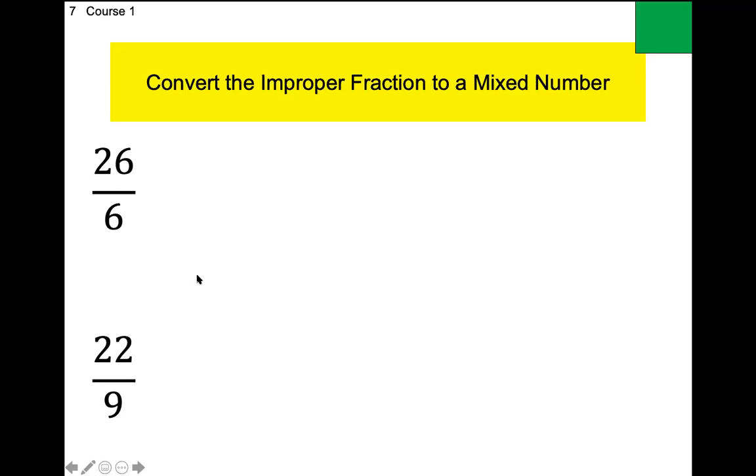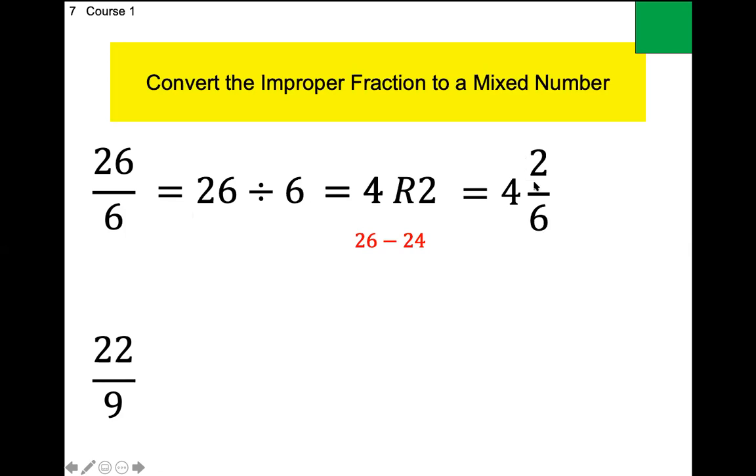All right, first one, let's see. I can divide 26 by 6, or 6 into 26: 6, 12, 18, 24, 30. Okay, so it goes 4 times. 4 times 6 is 24. 26 minus 24 is 2. So we get 4 and remainder 2, 4 and 2/6. Let's look at 2/6. What goes into 2 and 6? A 2. So divide top and bottom by 2, the GCF, and we get 4 and 1/3. Check to see if you got 4 and 1/3. If you did, you got this down.